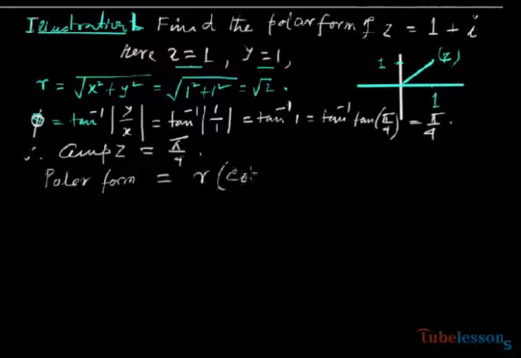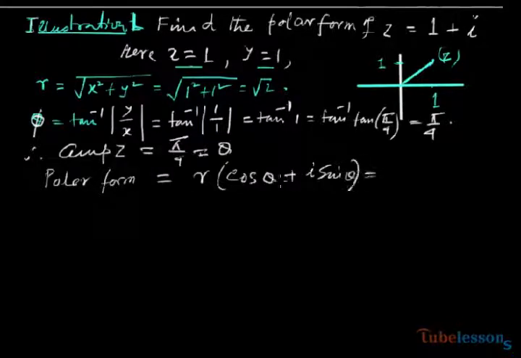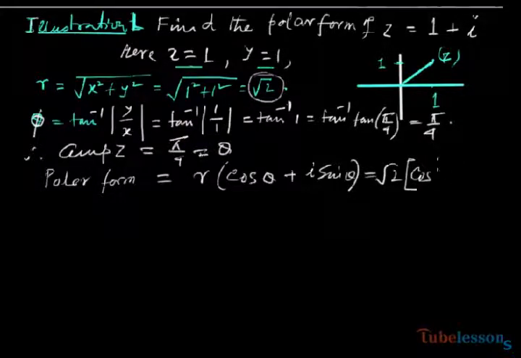And the polar form is r cos theta plus i sin theta. r is root 2, then cos, now theta is pi by 4, plus i sin pi by 4. Now illustration 2.